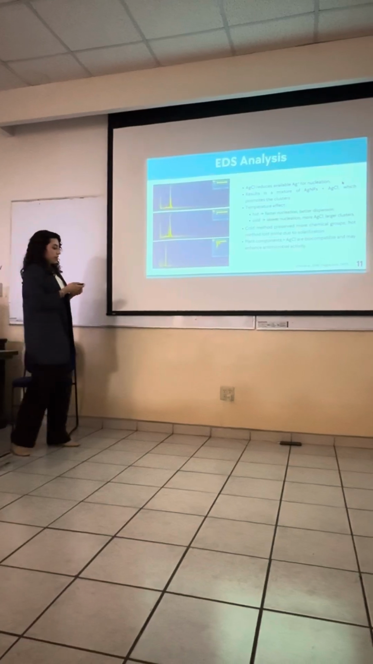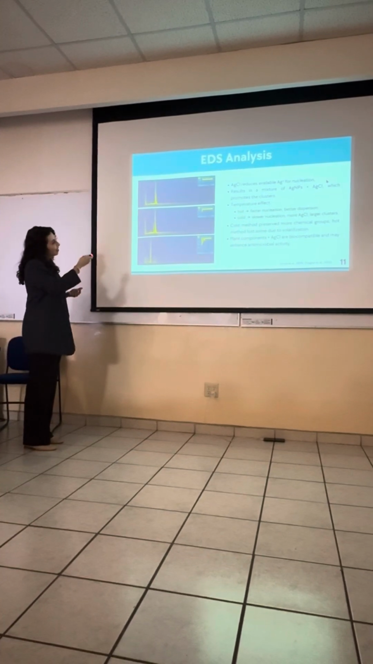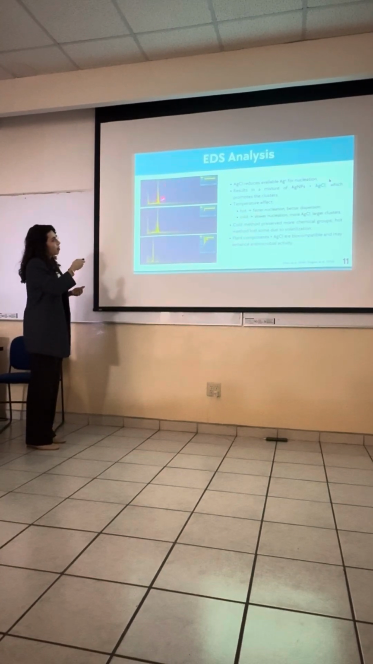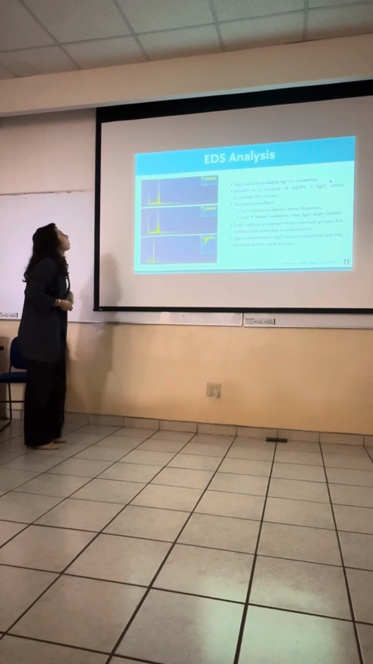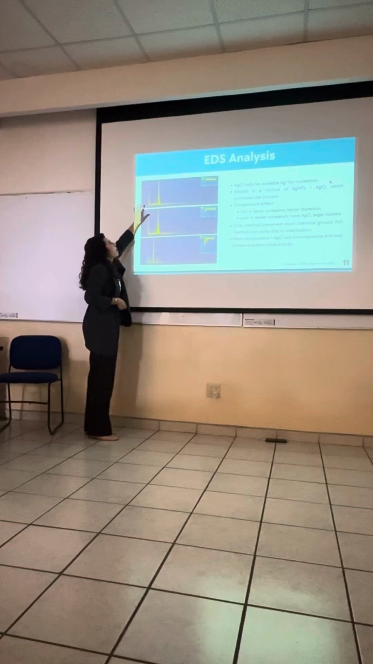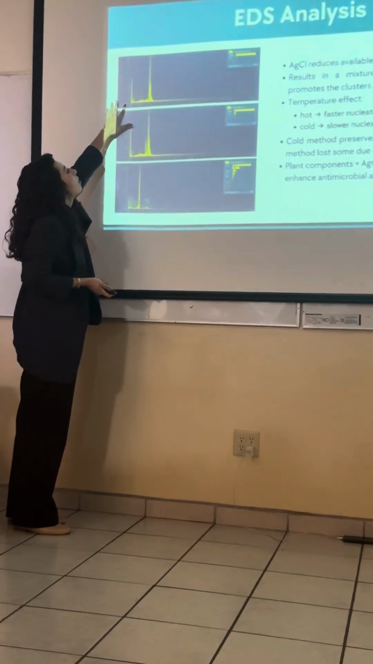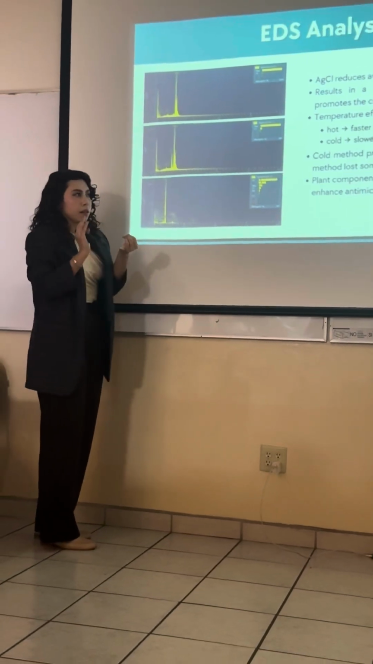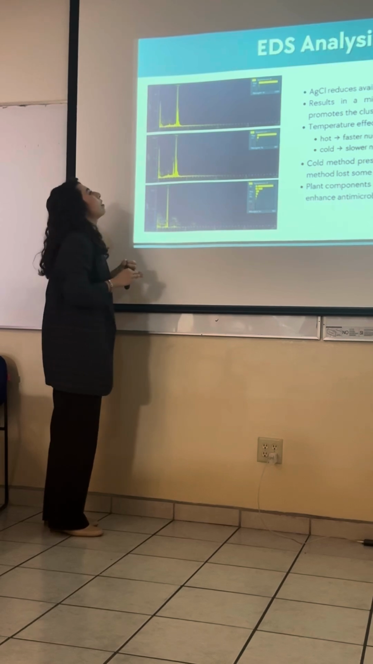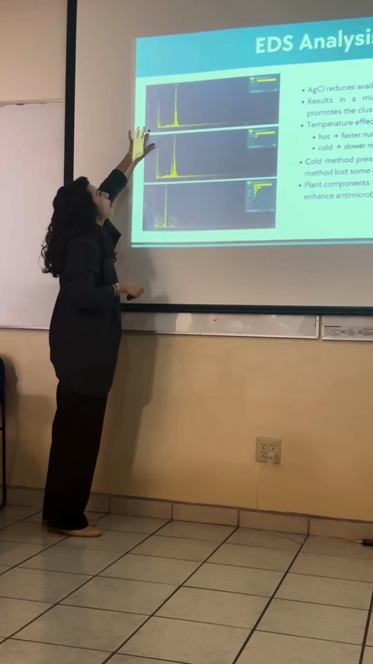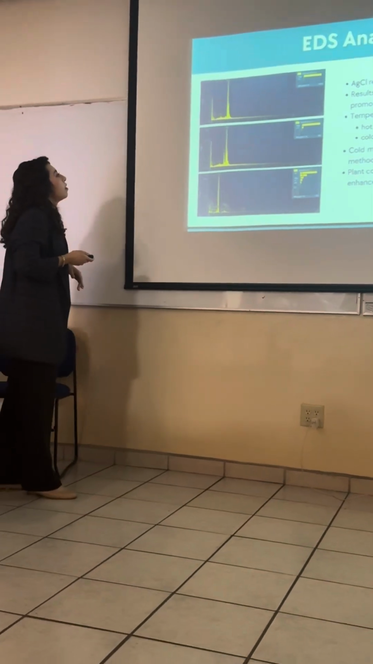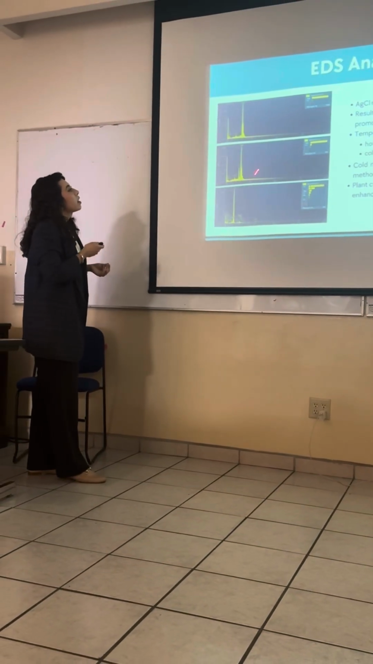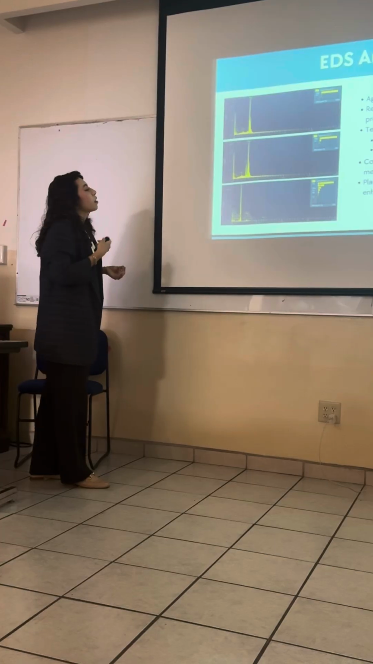So for the chemical method, it doesn't have much resolution, but the elements we have here are the elements that we had as our silver precursor and the tannic acid elements. There's not much of a big deal right here. But the important thing, or what has been of relevance in this study, is the results in the green methods.